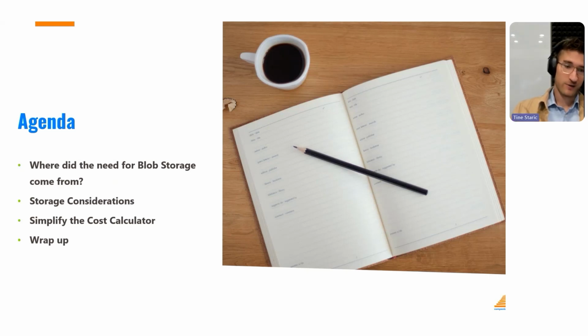Finally, we're going to try and do our best to simplify the cost calculator. And together, we're going to emulate a scenario and come in the end with a price that you can actually present to your customers, as in, this is how much things are going to cost per month. And then we're going to wrap everything up and finish.